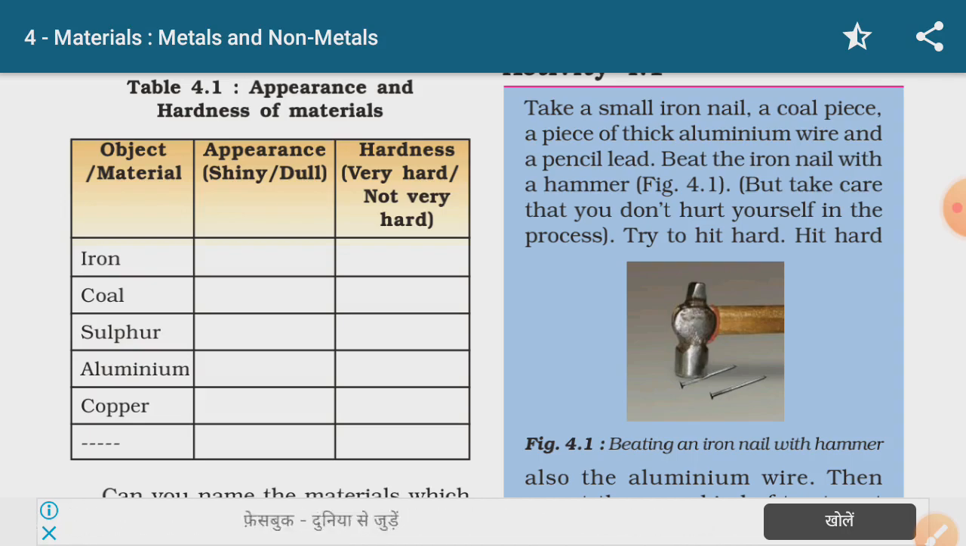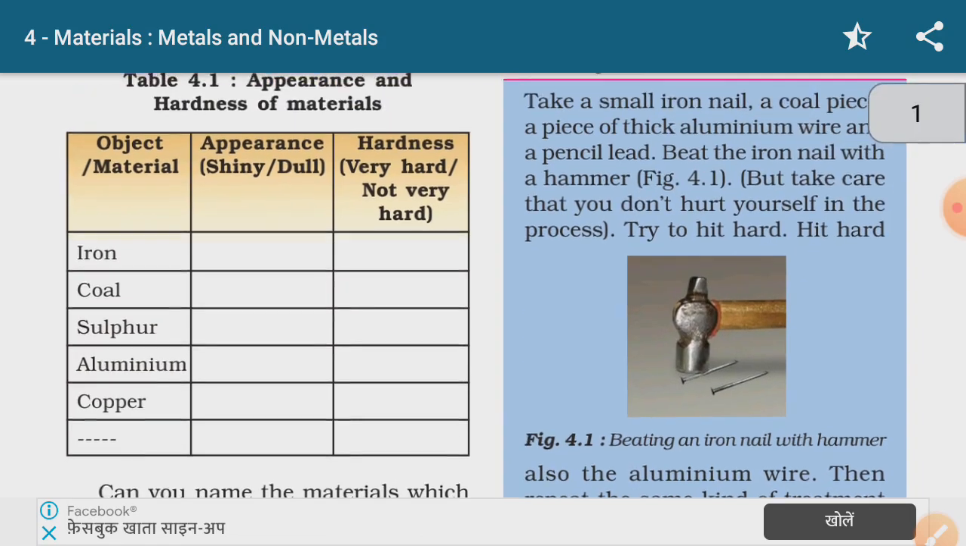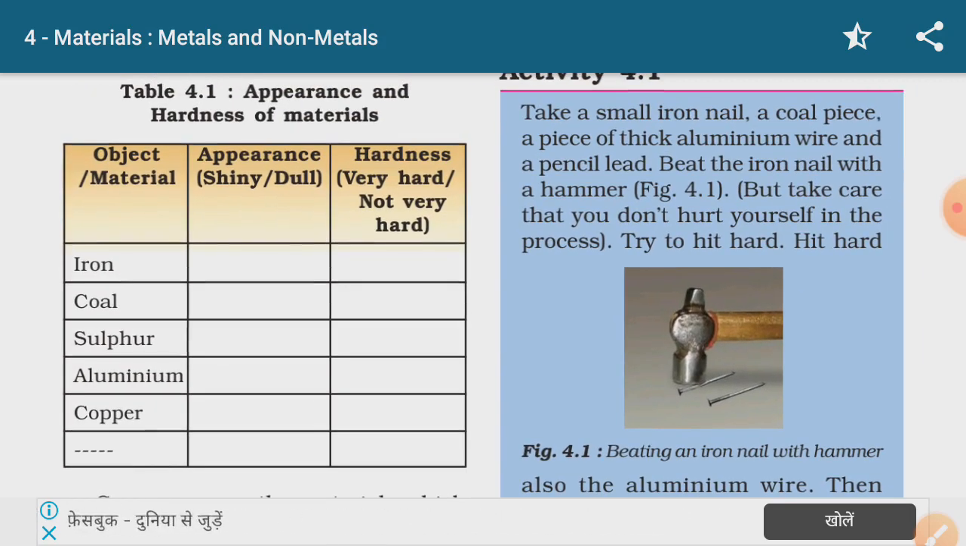As I told you earlier, metals are shiny, lustrous and hard, but on the other hand non-metals are dull, they don't have any shine and they are considered to be soft. So you have to divide and search out all these materials on that basis only. Like iron being a metal, it will be shiny, and on the basis of hardness you can see it is very hard.